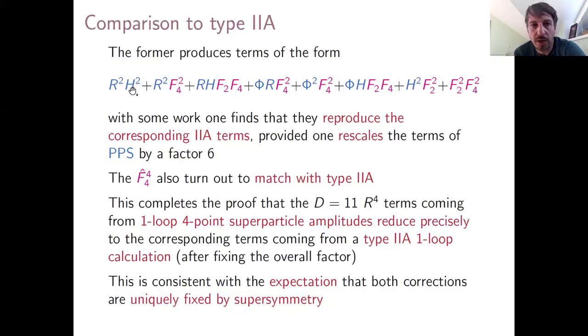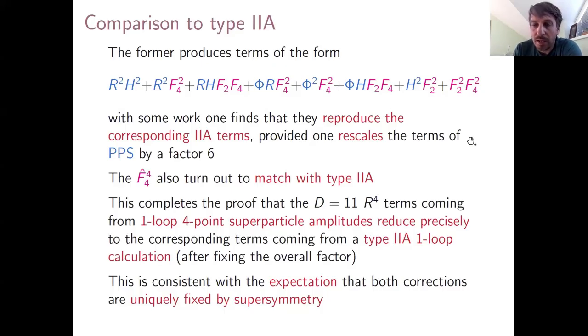So terms of the structure R square, H square. Again, to make this more readable, I put the NS sector terms in blue and the Riemann terms in pink. Okay, so you get R square H square, R square F4 square, R H F2 F4, and so on. Also dilaton terms, phi square F4 squared, a bunch of different terms. But again, with a bit of work, you can show that this reproduces precisely the terms that you get in type 2A.